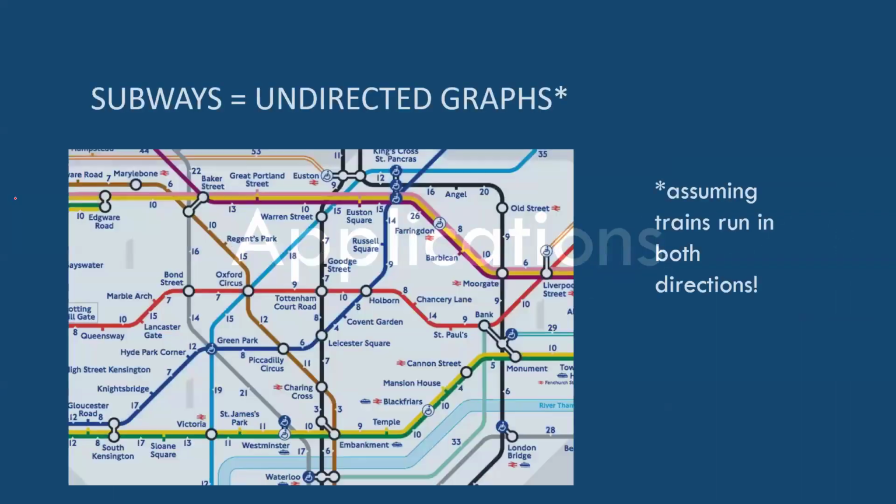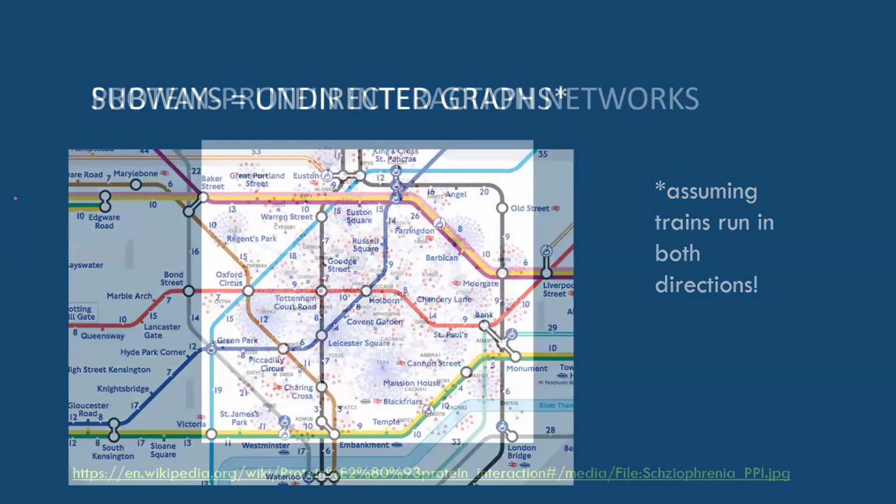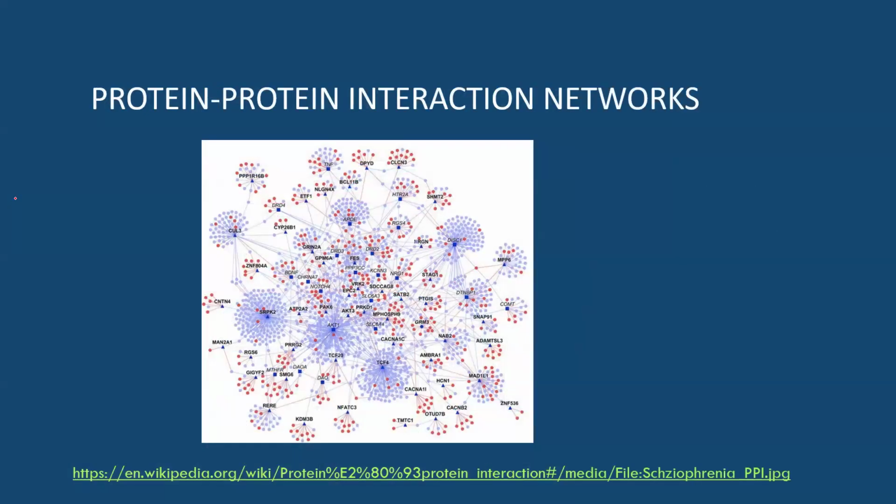So different applications, of course, subway system, right? You know, some things are multi-directional, some are not. They might be one way. Protein interaction networks are very often represented this way. So modeling stuff like this is incredibly helpful for medical research.